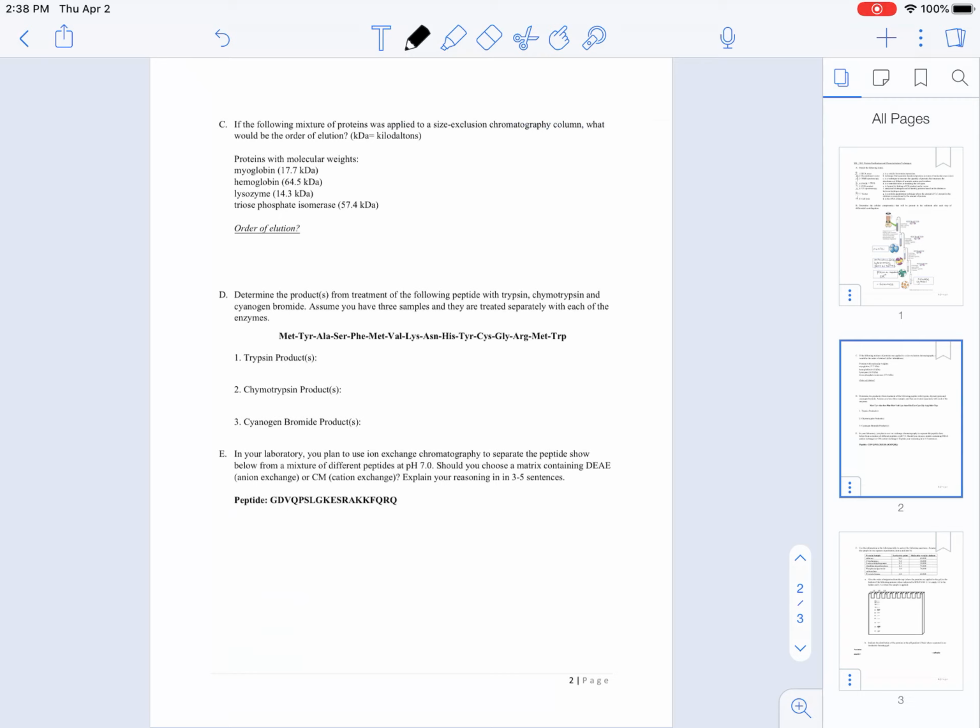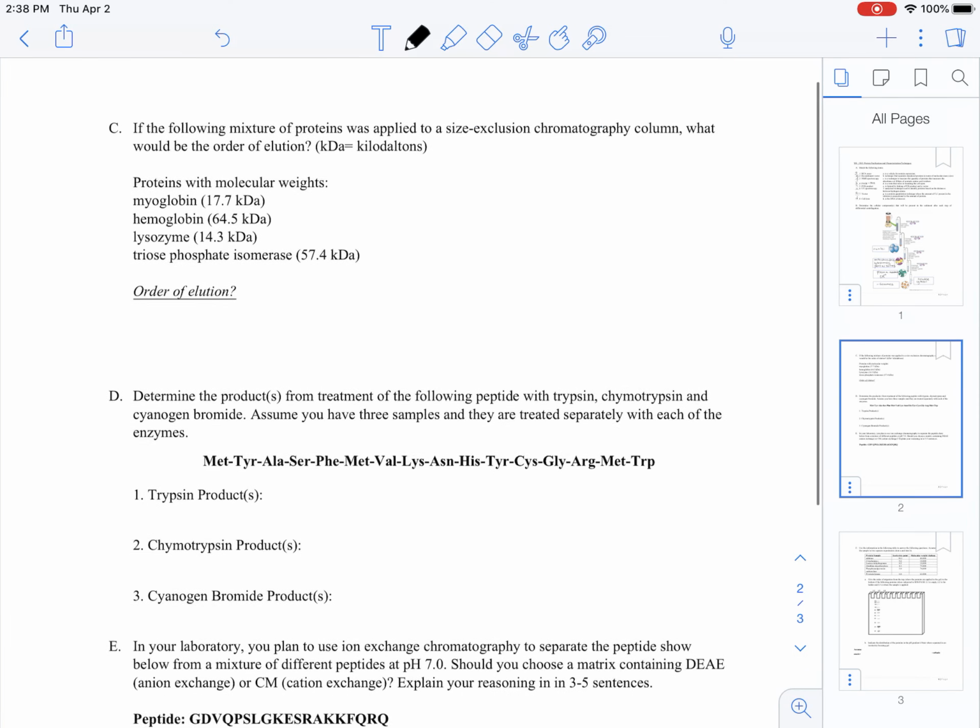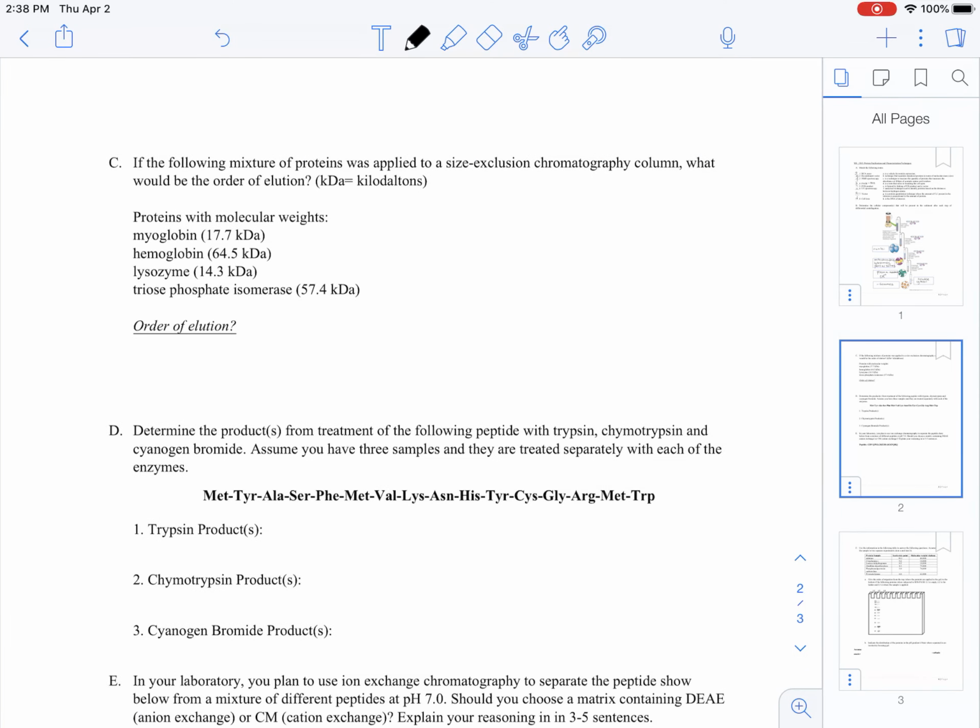Let's move on to the next part, part C. On part C, we are going to be dealing with the technique of size exclusion chromatography. In size exclusion chromatography, as it was explained in lecture, the first thing that is going to come out is the protein that is the heaviest. Remember that the unit that is utilized here is kilodaltons.